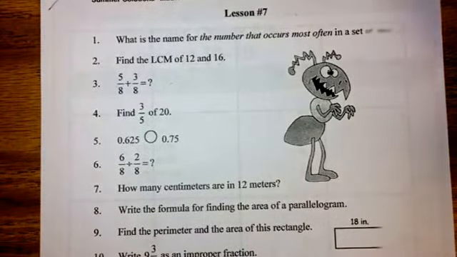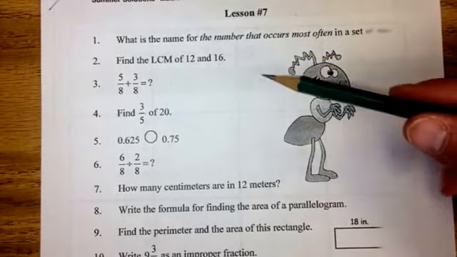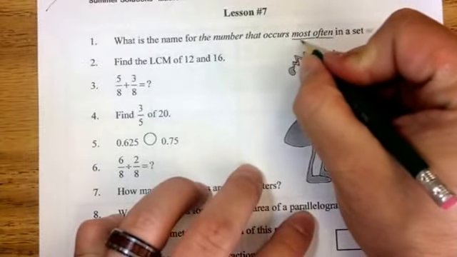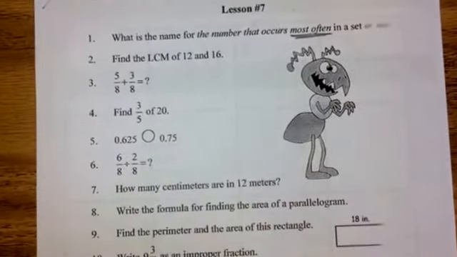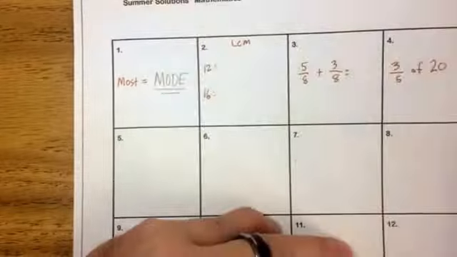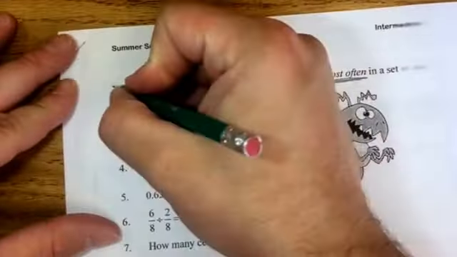All right, problem number 1. What is the name for the number that occurs the most often in a set? In these words right here, the most often in a set. And we know that the ones that occur the most often are called the mode.